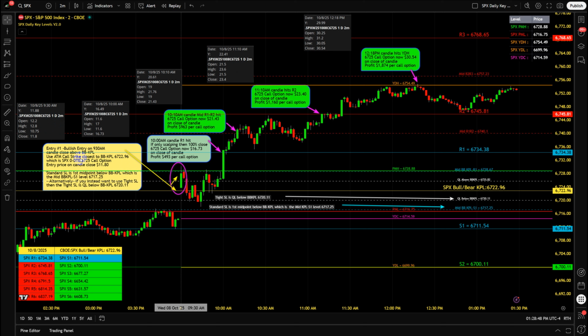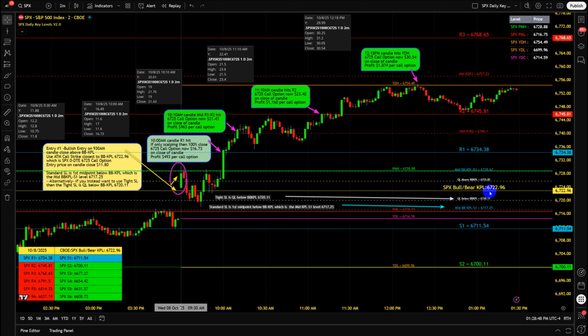Now the reason the 67.25 call option is picked is because that is the closest strike in the SPX option chain to today's bull bear key price level. So you are picking a strike that is closest to the level that the trade is derived from. In this case, that's the bull bear KPL. It's 67.2296. And for those of you who may not be familiar with SPX options, they trade in $5 increment strikes. So for example, 67.15, 67.20, 67.25, 67.30, etc.